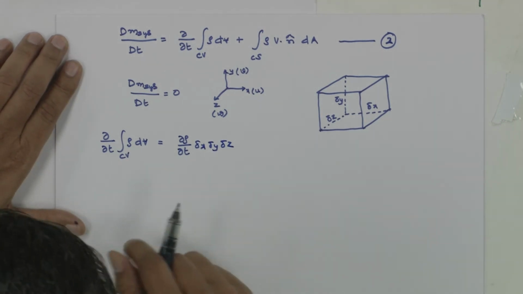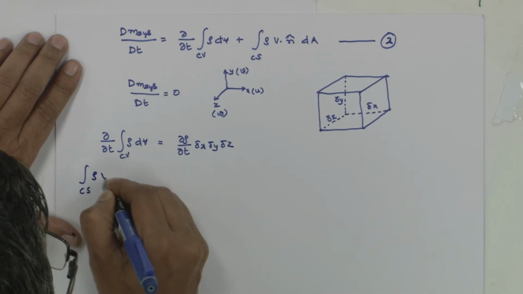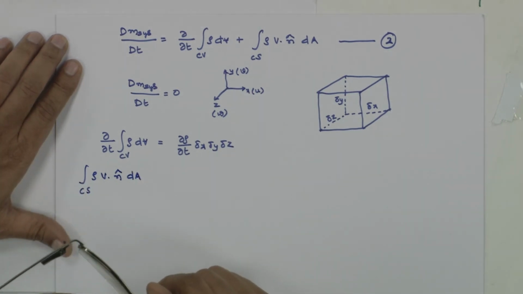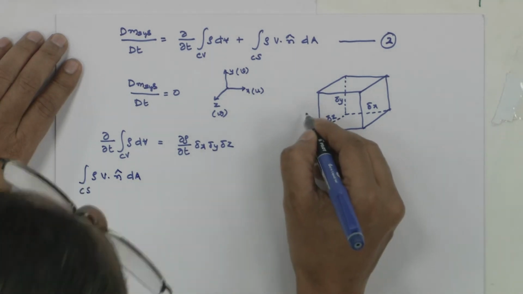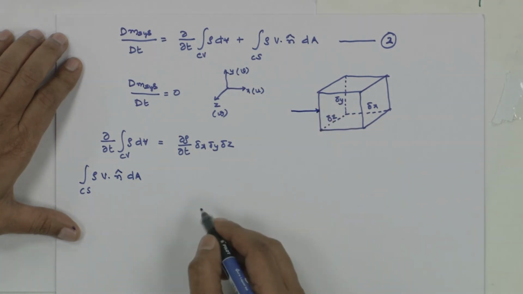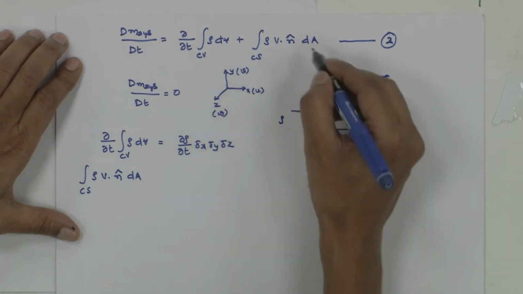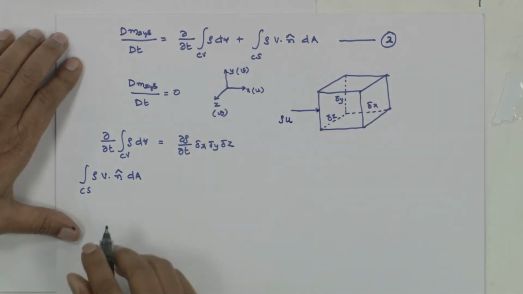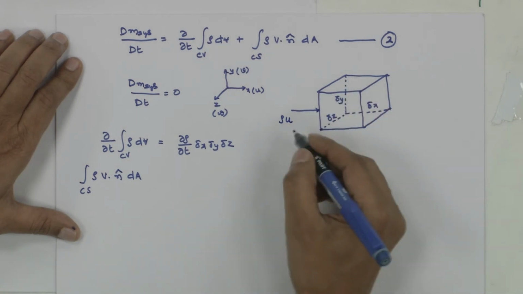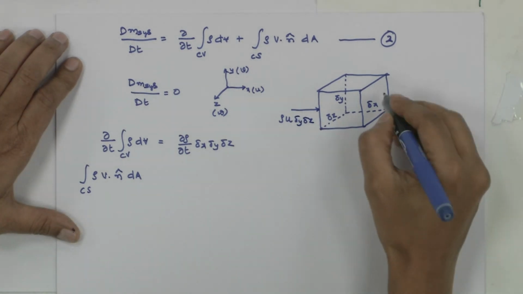Correct? Now, let us try to find rho v dot n dA. What is the mass flow rate which is getting in, in the x direction? It is rho, velocity u, and the area of the x plane, delta y delta z. Now, what is getting out?